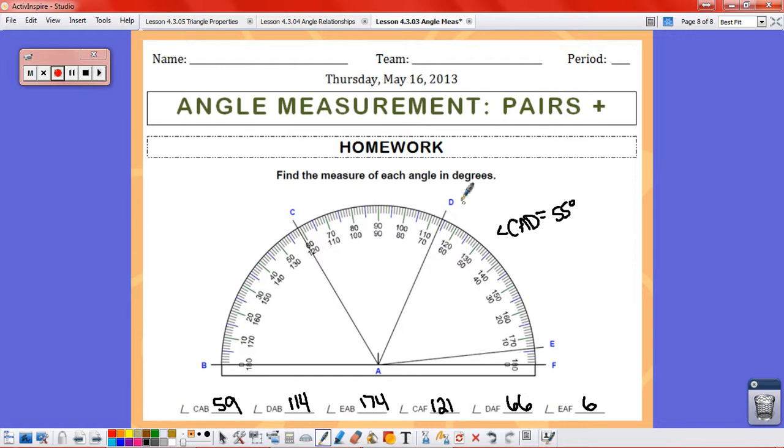And you also can see that DAF is 66 and EAF is 6, so they're a difference of 60. This should be about a 60-degree angle. 5, 10, 15, 20, 25, 30, 35, 40, 45, 50, 55, and 4, and another 1 makes 60. Just starting to notice some patterns when measuring angles to prepare us for our next lesson, which is going to be on angle relationships.